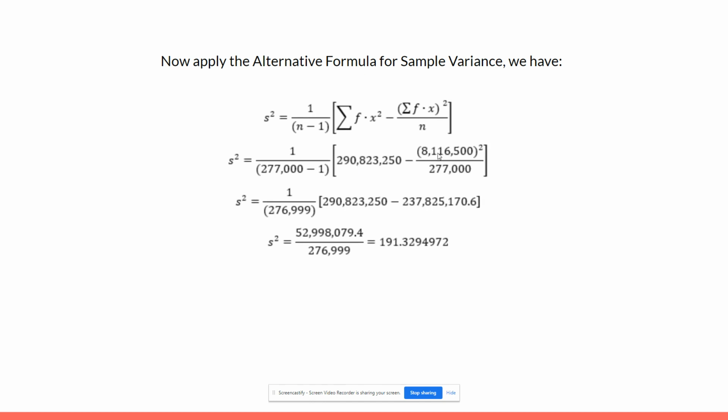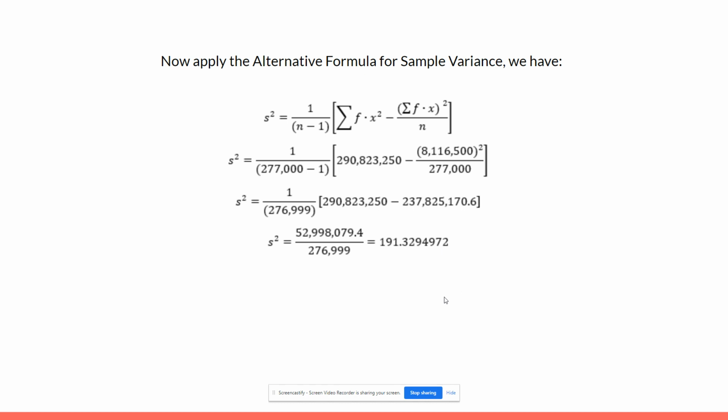And then this was the other calculation, which we can now square. That's the x squared summation divided by our total number of people. So this is just simplifying along the way. We end up with a variance of 191.329, all this stuff. That is our variance.